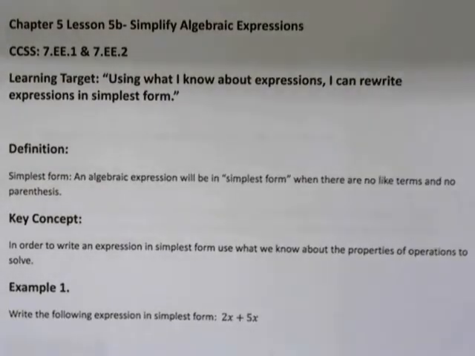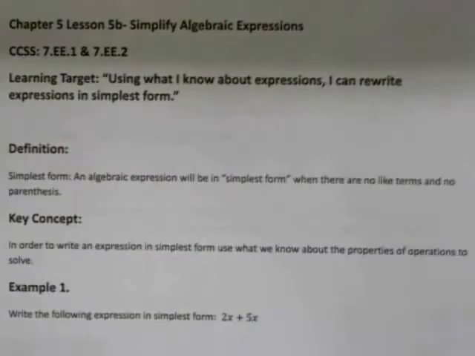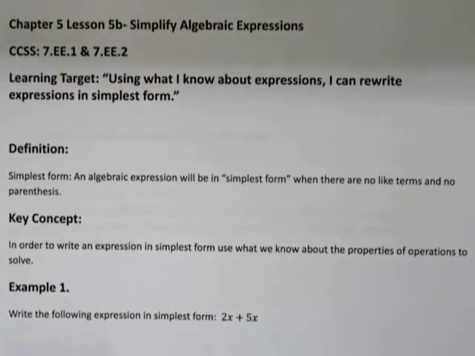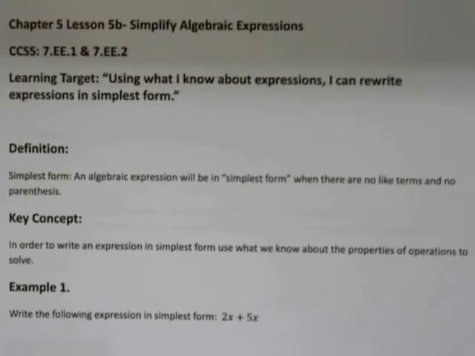So the definition of simplest form. Let's do that first. An algebraic expression will be in simplest form when there are no like terms and no parentheses. And remember, like terms have the same variable to the same power, and no parentheses means that we've solved everything inside. There's nothing left to do on the inside. So we've used the distributive property.